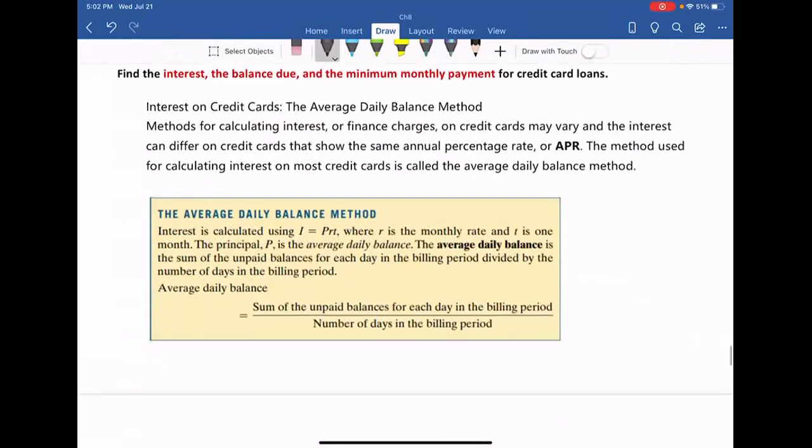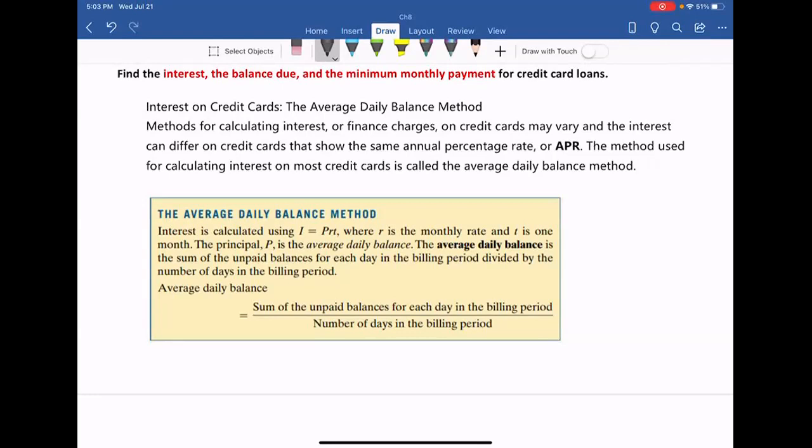The next part: find the interest, the balance due, and the minimum monthly payment for credit card loans. Interest on credit cards, the average daily balance method. This method for calculating interest or finance charges on credit cards may vary, and the interest can differ on credit cards that show the same annual percentage rate, or APR. The method used for calculating interest on most credit cards is called the average daily balance method.